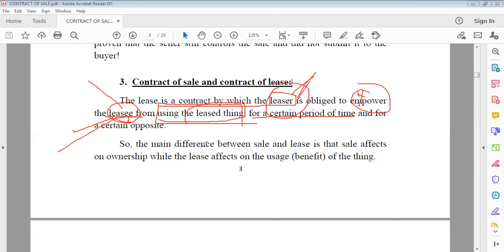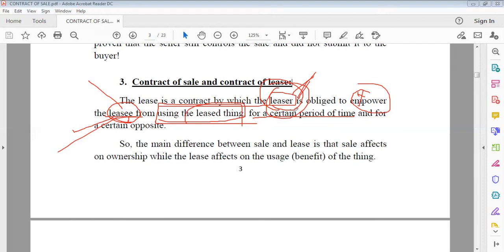So the main difference here between the contract of sale and the contract of lease is that in the contract of sale, the first party, who is the seller, is obliged to move the ownership. So the thing must be moved as it is. I mean, its ownership shall be moved from the seller to the buyer. The whole thing must be submitted to the buyer and it will be his ownership.